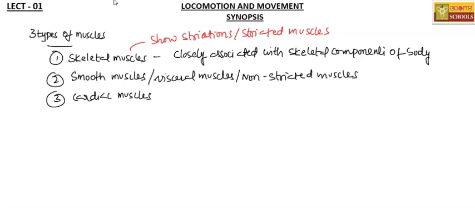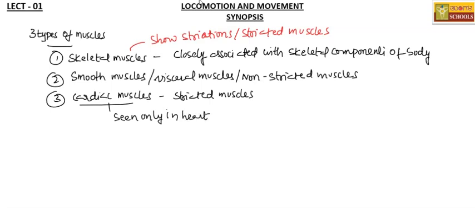And coming to the cardiac muscles, the cardiac muscles are also striated muscles, and they are present in the heart only. So these cardiac muscles are seen only in the heart. Except that, nowhere in the body will you find the cardiac muscles. We'll see where the smooth muscles and skeletal muscles are present.